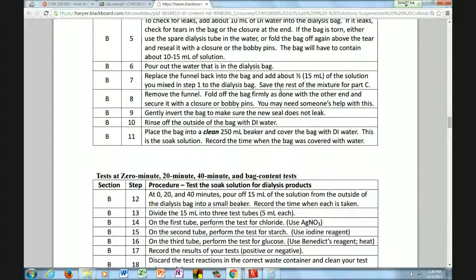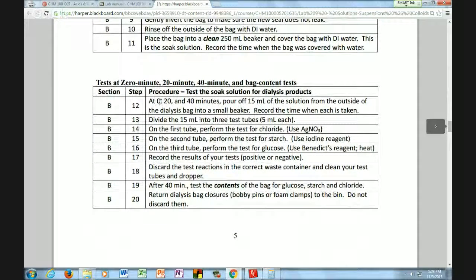check it to make sure it doesn't leak once both sides are sealed, and then you're going to put it in the DI water. You're going to take samples at 0, 20, and 40 minutes. So keep a stopwatch going, and you're going to take some samples of the solution around the dialysis bag. Now this is the outer solution because we want to know what has come out into the outer solution, not in the bag.